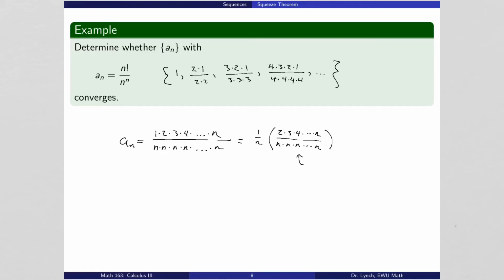And this thing we know is less than or equal to 1. So our nth term, therefore, is less than or equal to 1 over n. Now, certainly we know something about 1 over n. 1 over n converges, and our nth term here is bounded between 0 and 1 over n. So we know that this sequence converges and its limit is 0 by the squeeze theorem.